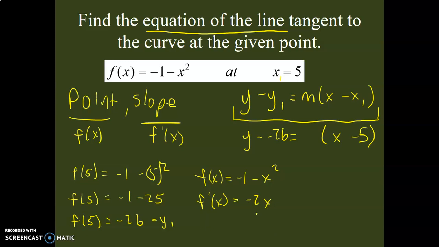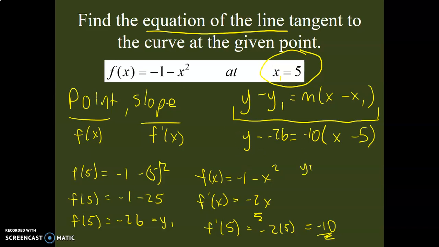The most common mistake is that kids will say negative 2 is the slope. That's not the slope of the original equation. At this point, negative 2 is the slope of the derivative, but that would be the second derivative, and that's not what we're asking for. So I need to know what f prime of 5 is. So f prime of 5, negative 2 times 5, is negative 10. So that's my slope for the entire equation.